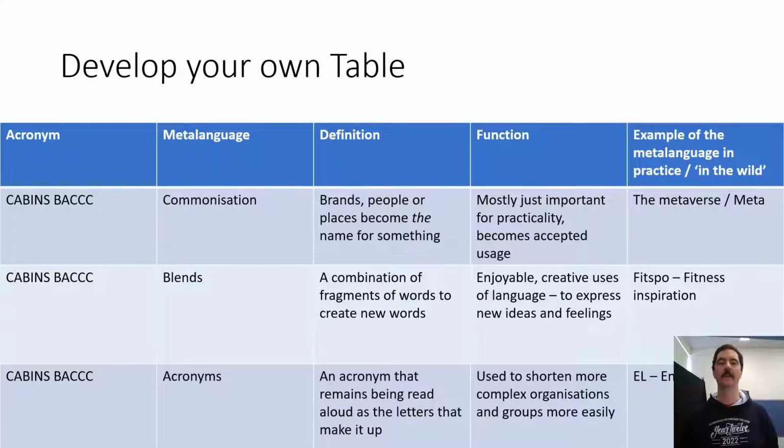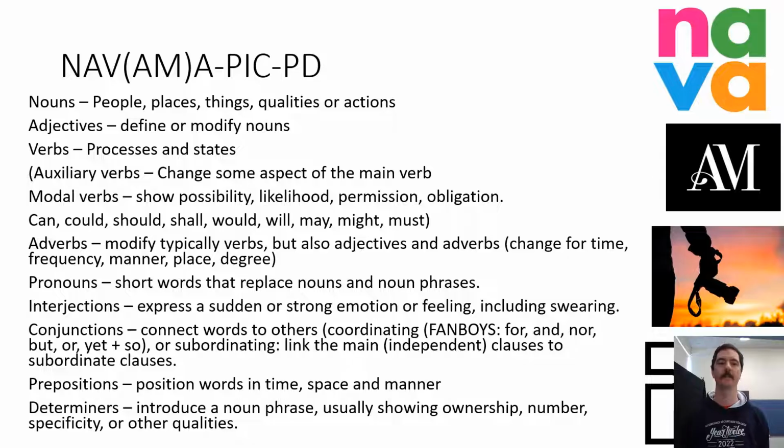So your own table, of course, as with the others. You probably honestly don't need an acronym for this one. You should just memorize these from Unit 1 and 2, or at least put into practice memorizing them because this acronym sucks, obviously. NAV, AM, APIC, PD, so that's terrible. But nouns, adjectives, verbs, which includes auxiliaries and modal verbs, which is an addition for Unit 3 and 4. Auxiliary verbs change some aspect of the main verb.